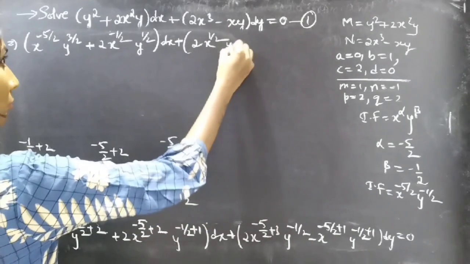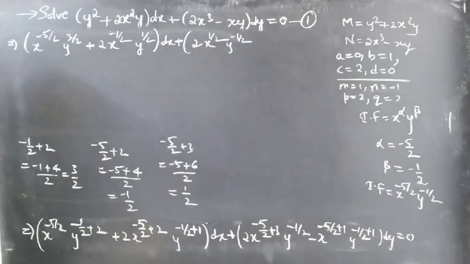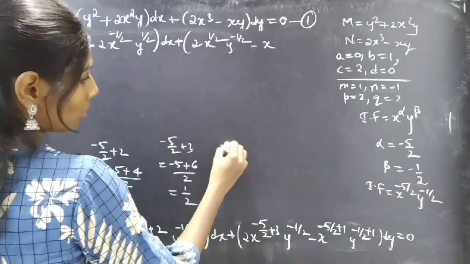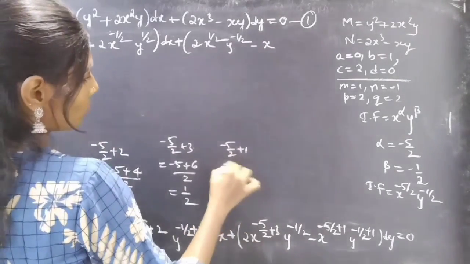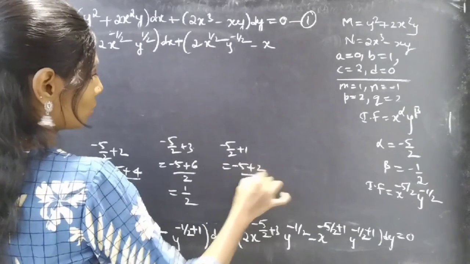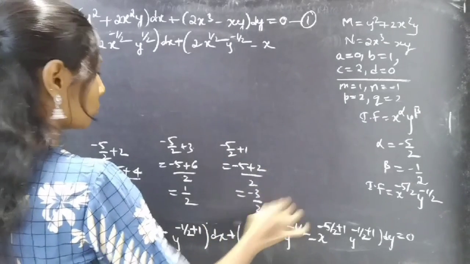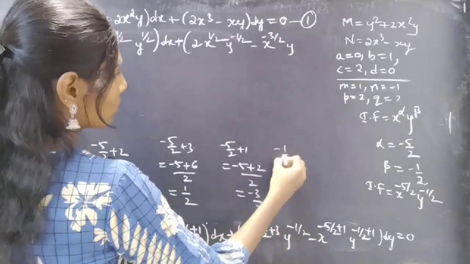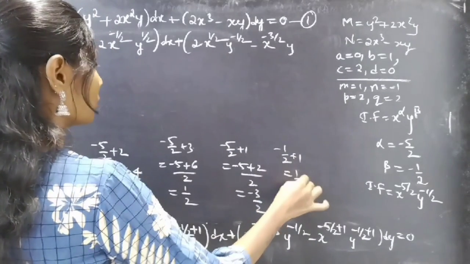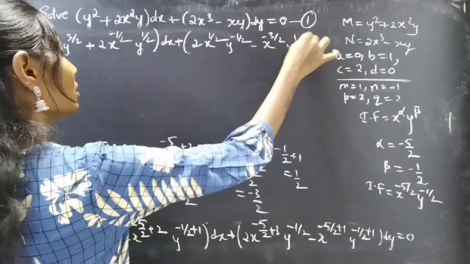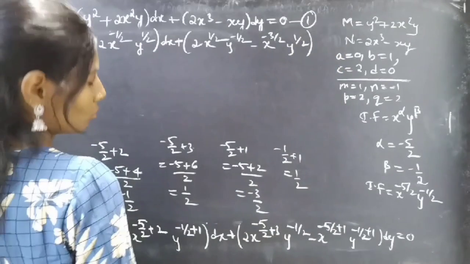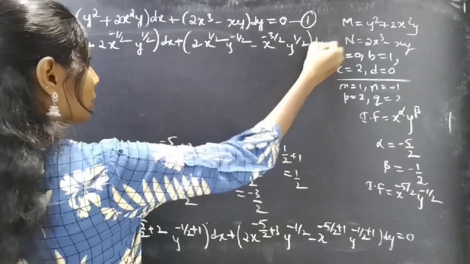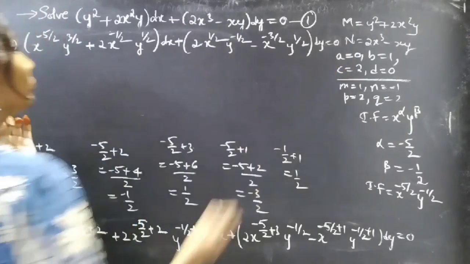y^(−1/2) minus x^(−5/2 + 1) gives us −5 plus 2 by 2, which is −3/2, into y^(−1/2 + 1), that is 1/2, into dy equal to 0.